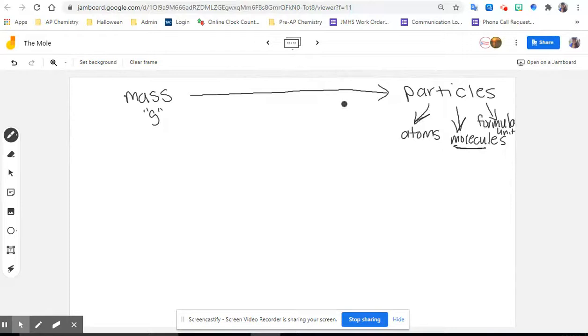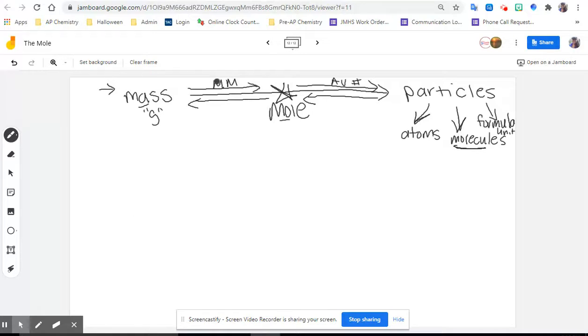Okay, so in order to travel all the way from mass to particles, you're going to have to travel through the mole, meaning you're going to have to convert to moles, right? So the relationship between mass and moles, as we've seen, is your molar mass. And then we're going to have to go from moles all the way to particles using Avogadro's number. You can also go back the other direction by using Avogadro's number to get to the mole, and then using your molar mass to go to mass. Okay, but usually we see it in this direction.